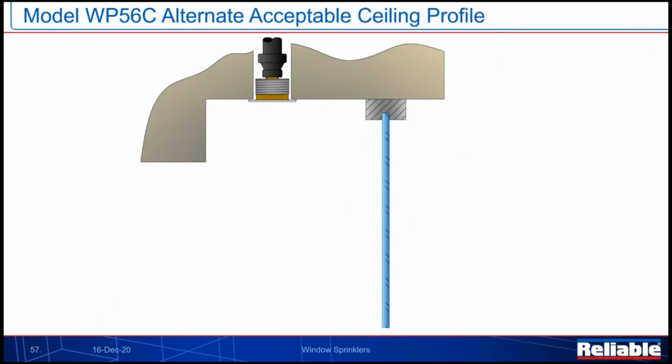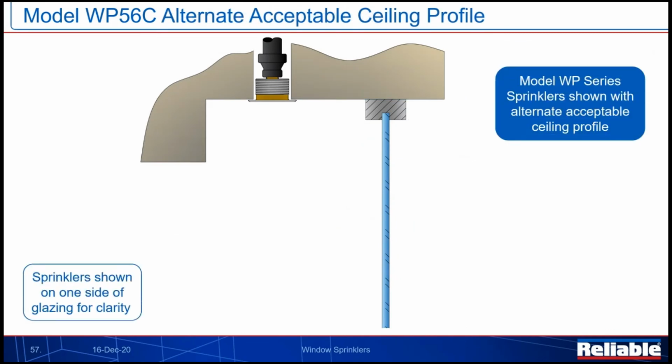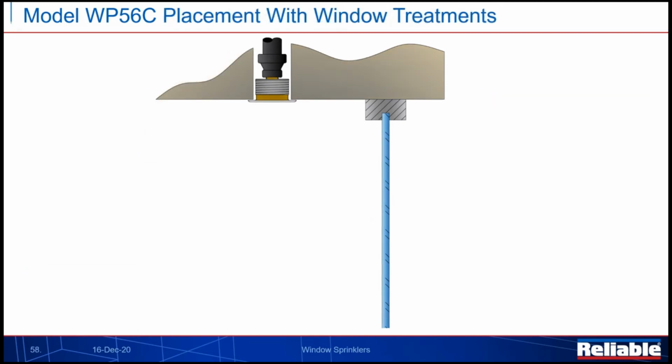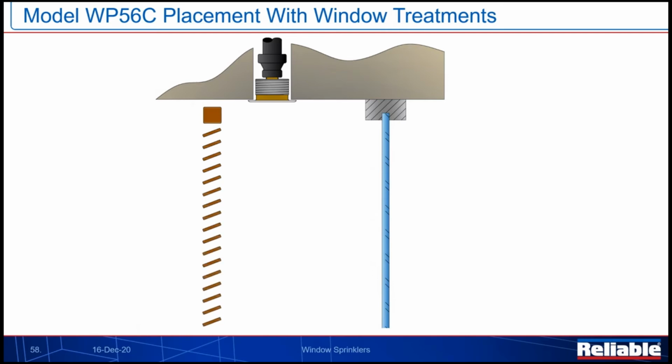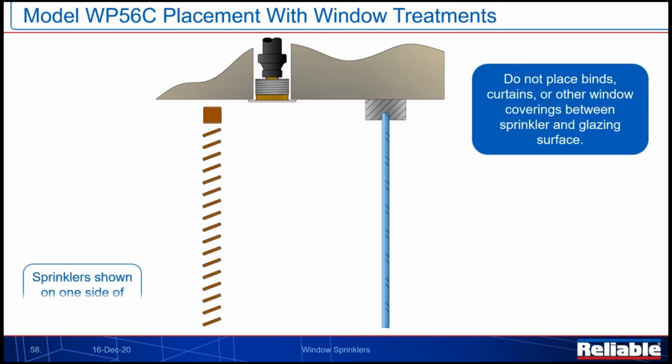These sprinklers are very attractive to begin with, but if there is still a need or a desire to build a ceiling pocket, that can be done just to hide them even more. And also window treatments, again, not a concern. You're able to do it, assuming that the window sprinkler is in between the glazing product and the window treatment.